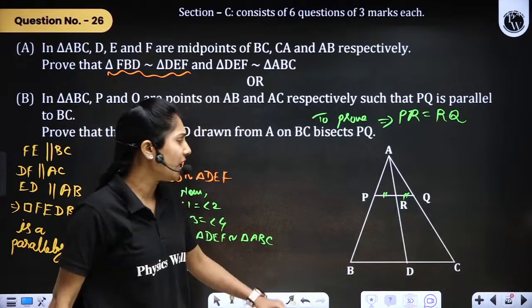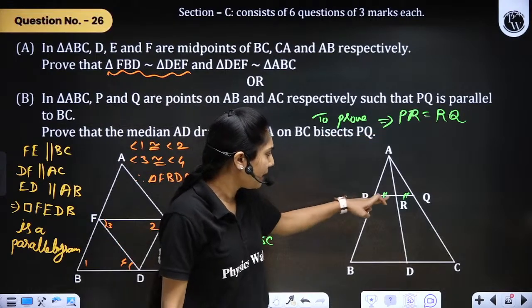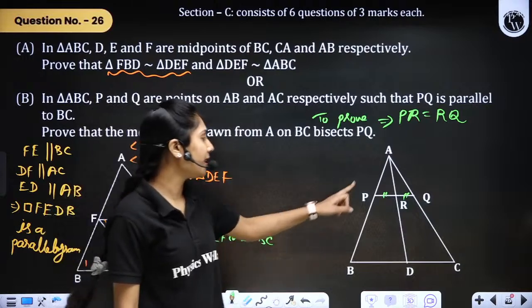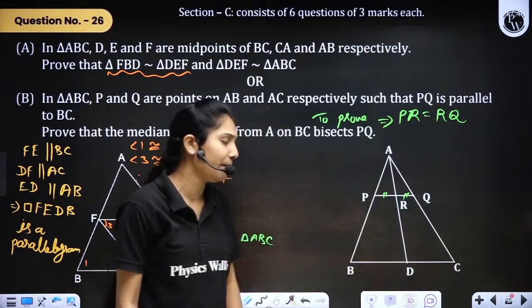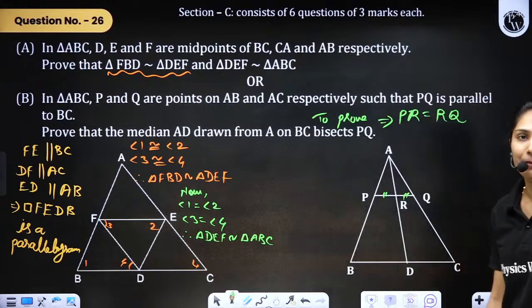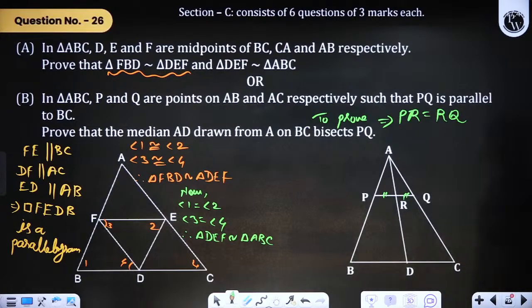So consider triangle APR and ABD. We are considering triangle APR and ABD. What can you see here in APR and ABD? Tell me, what can you conclude here? Can you prove these two triangles are similar?